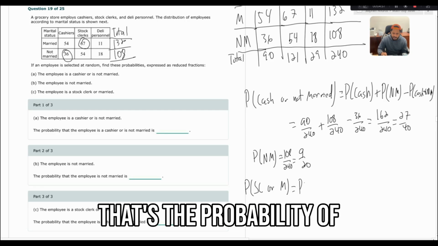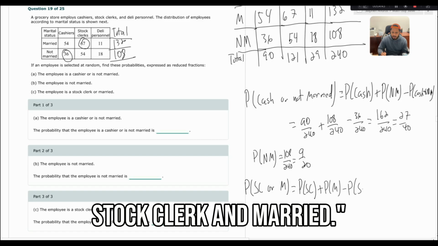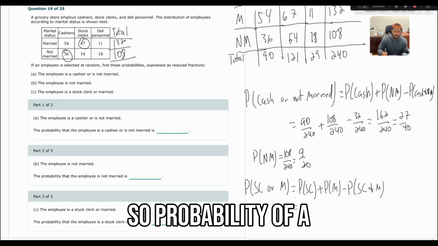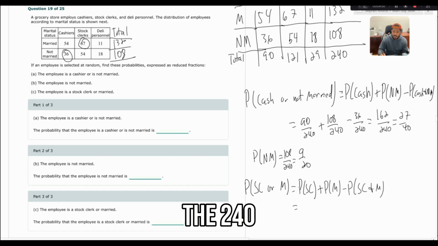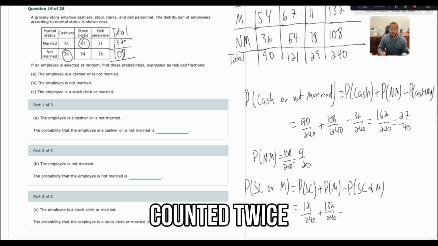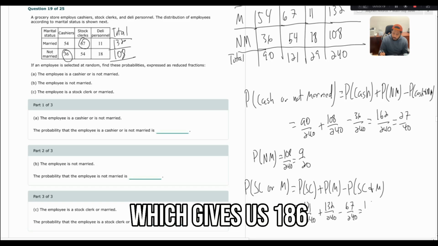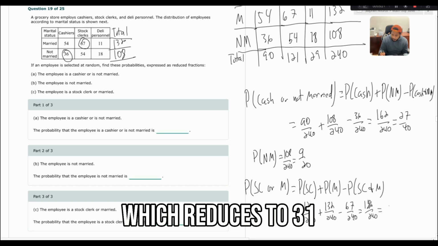So we'd say, okay, that's the probability of stock clerk plus the probability of married minus the probability of stock clerk and married. The probability of stock clerk is 121 out of the 240, plus the probability of married is 132 out of the 240, minus the ones that are both because they're counted twice. So that's minus 67 out of the 240, which gives us 186 out of the 240, which reduces to 31 out of 40.